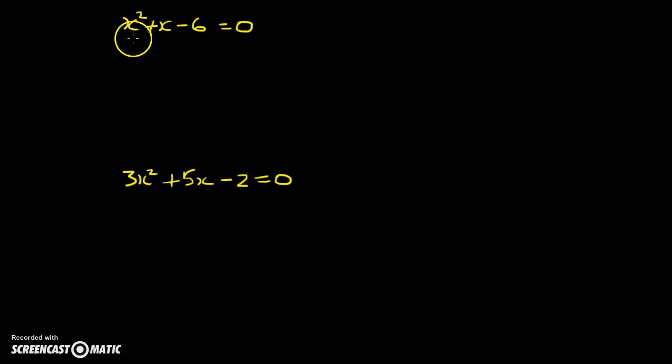Right, on to our last two examples. So, is it a common factor? No. Difference of 2 squares? No. Is it a 1x squared? Yes. So we're going to apply our pattern. So two numbers multiply to give us negative 6, and also add to give us plus 1. So two numbers that multiply to give us negative 6.